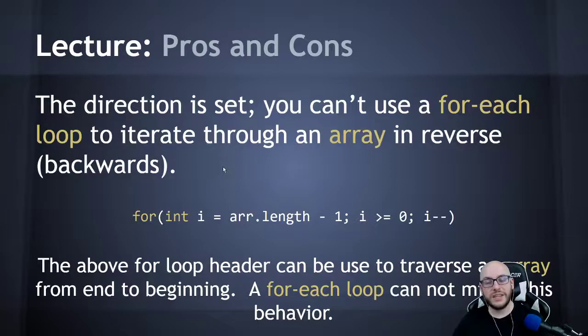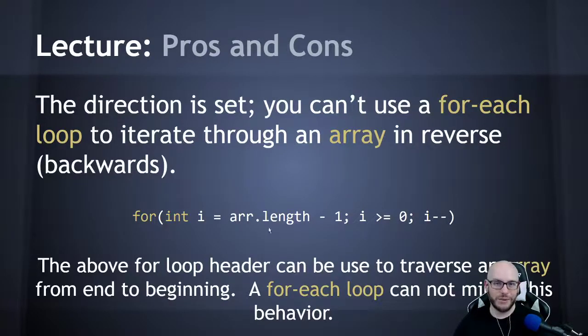The direction is set, so we can't go backwards, for instance. Right? With our traditional for loop, we could start at the last element, decrementing, which means that we're going to approach the beginning, the first element, which is 0. Notice that we're saying i is greater than or equal to 0. That equal is important because index 0 is a valid index, right? We do want to access that element. So this goes from end to beginning without any index out of bounds issues.